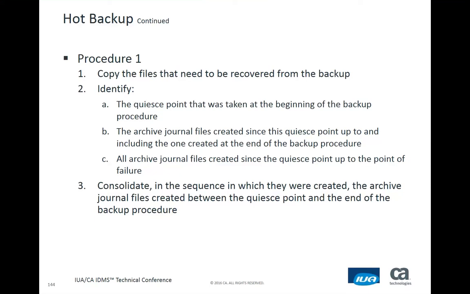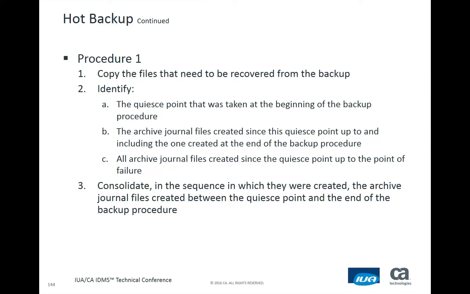And then you're going to want to know all of the journal files created since the Quiesce point up to the point of the failure. So let's say that the bad data was run a couple hours after the hot backup was created. What we're talking about here in point C would be the journal files from the beginning of the hot backup all the way through the point of failure where that bad data was actually being created.